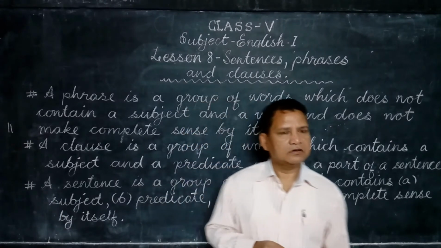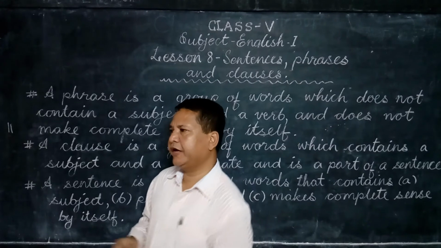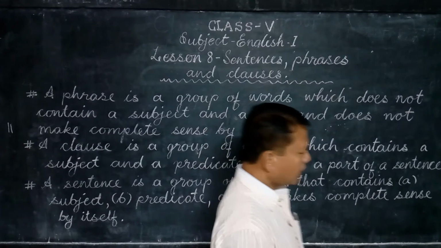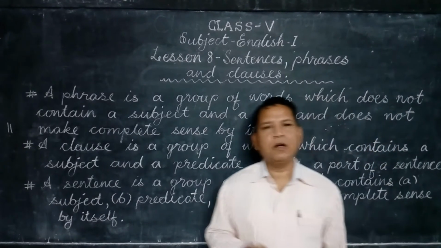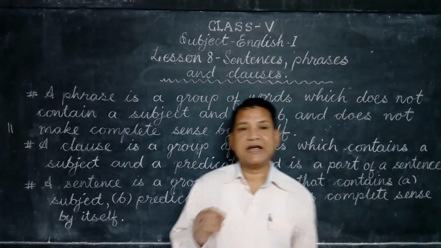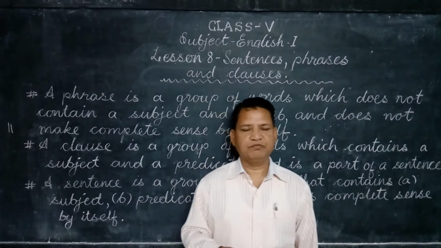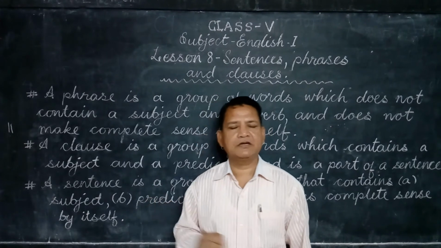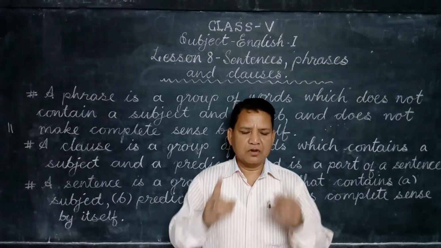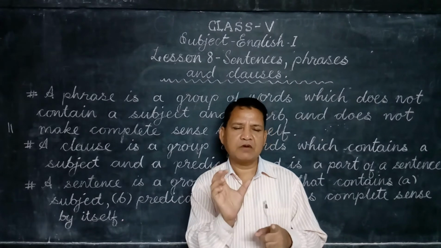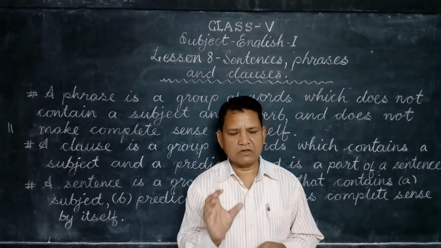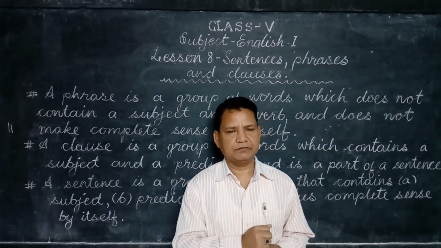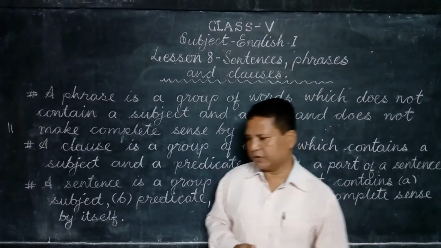Another sentence. The children are enjoying the painting class. I am talking about the children. So the children is the subject. Are enjoying the painting class is the predicate. It's rather easy. You be careful in noting down the subject only. If you note down the subject correctly, automatically the rest will be predicate. Okay, let's see another one.